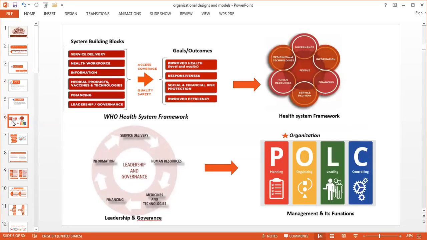First of all, there is a general framework of WHO, where we see that there are 6 building blocks of the health system: service delivery, health workforce, information, medical products, vaccines and technologies, financing, and leadership governance. Leadership governance is further subdivided into management and its function, and the second one is organization. We're going to discuss organization today.